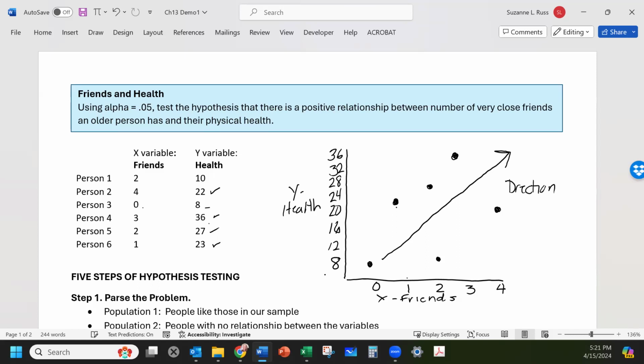Is it positive or negative? And I see it's going in an upward direction, so it's positive. And the strength, that'll be a number between 0 and 1. And the closer the points are to the line, the higher that number will be.